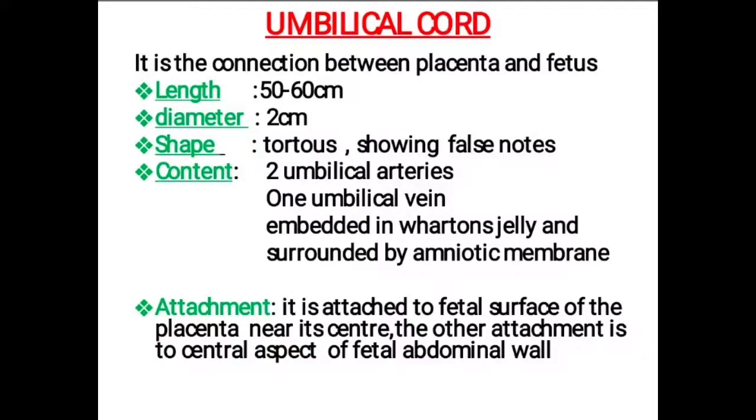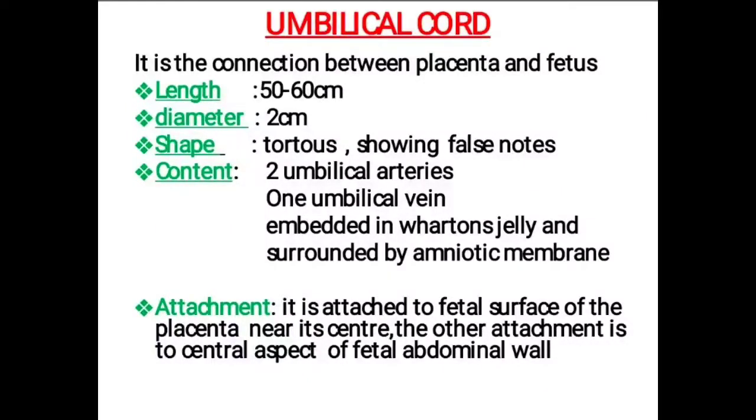The umbilical cord contains two arteries and one vein. It is embedded in Wharton's jelly and is surrounded by the amniotic membrane.